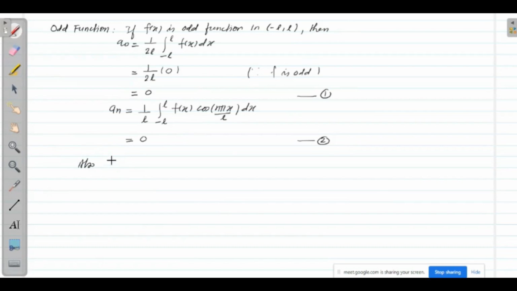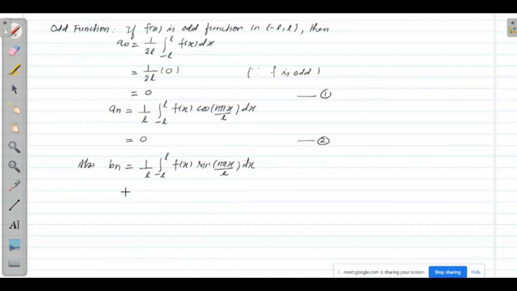bn, and bn is 1 upon L, integration of limit minus L to L, f of x sin n pi x by L dx. Please mute your mic, those who are talking in between. Okay, so bn is equal to 1 upon L, integration of limit minus L to L, f of x sin n pi x by L dx.